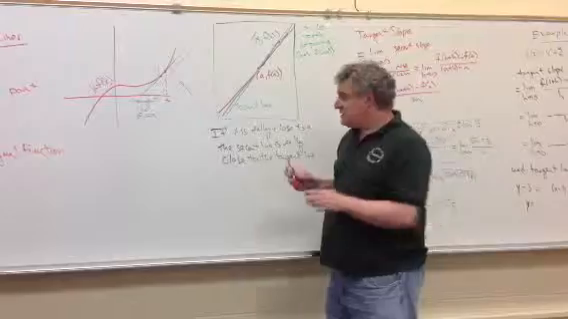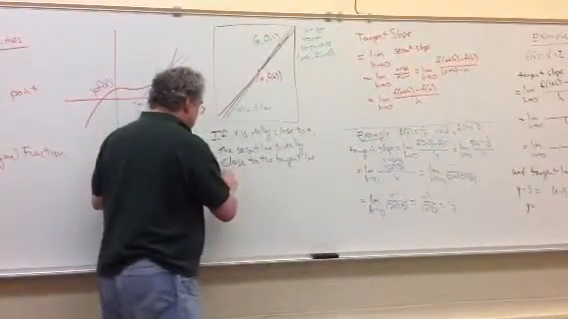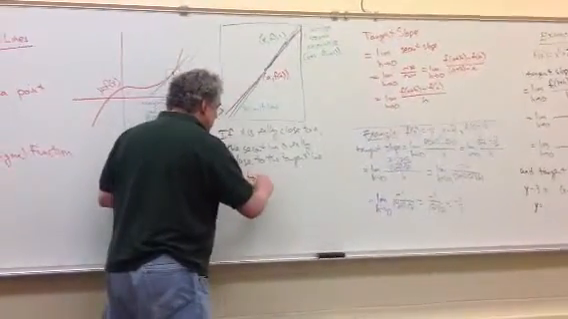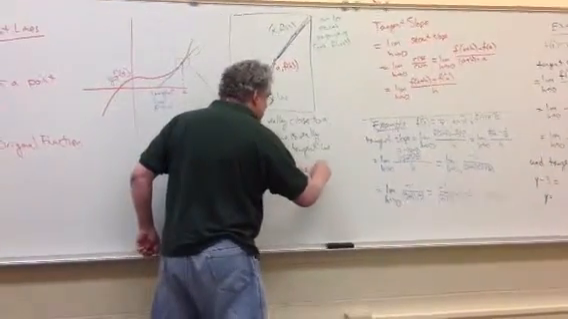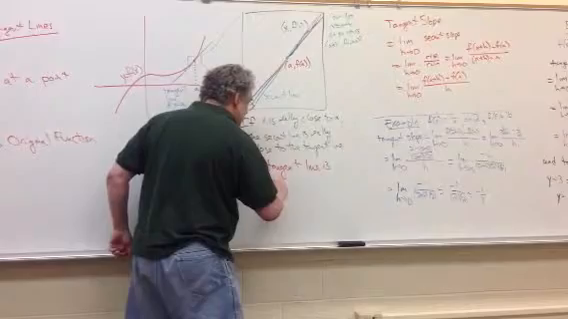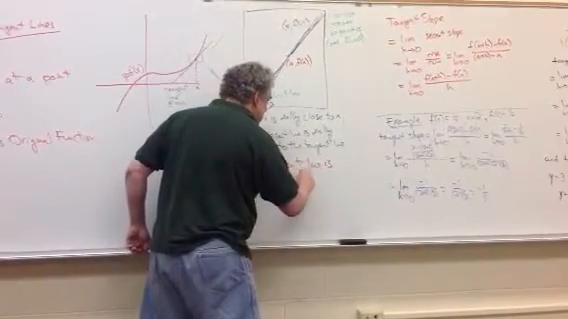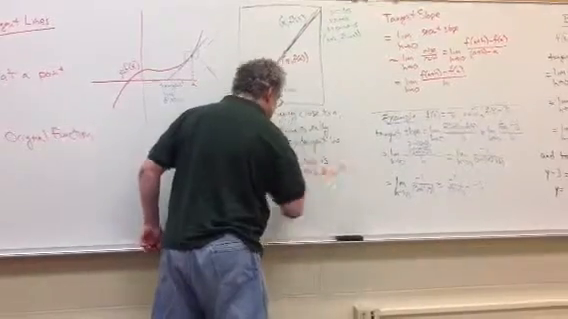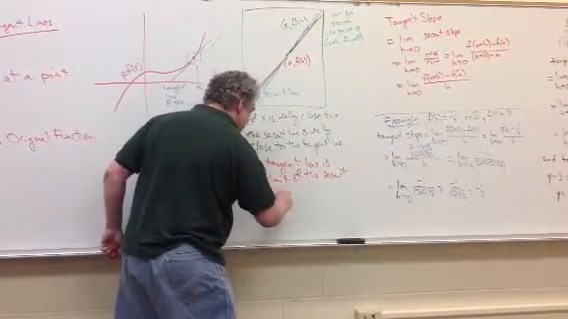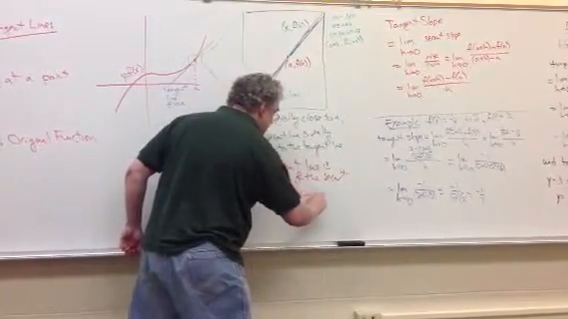So what we're going to do is, we're going to say the tangent line is the limit of the secant lines as x gets close to a.